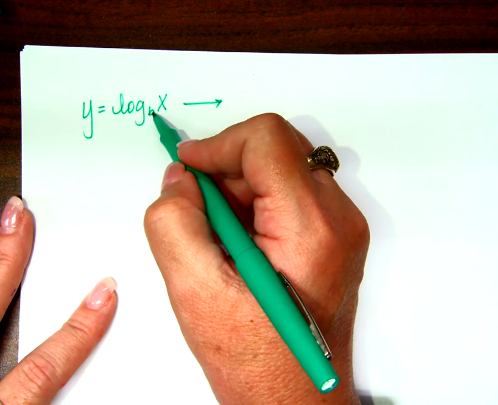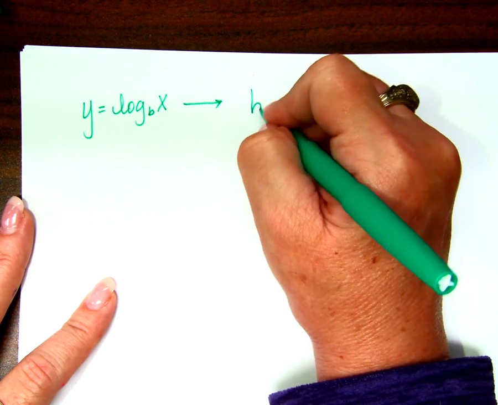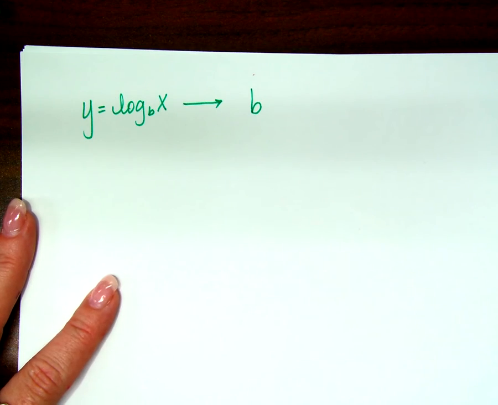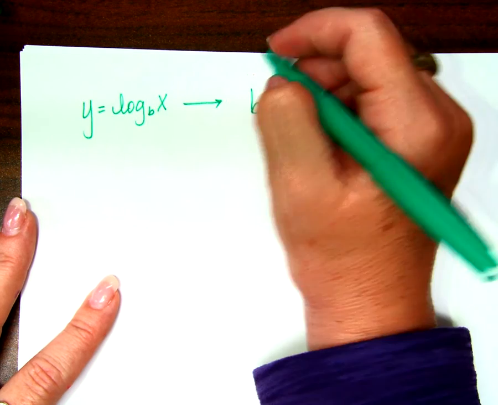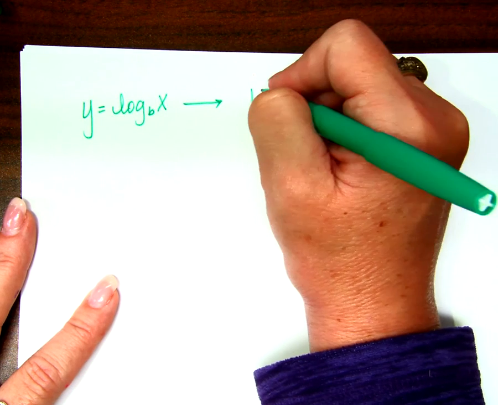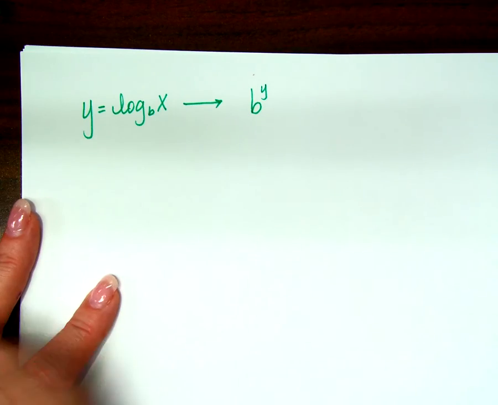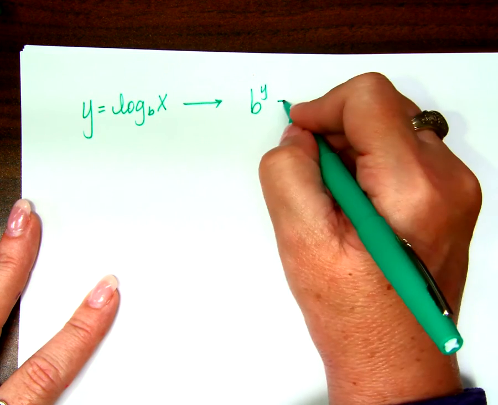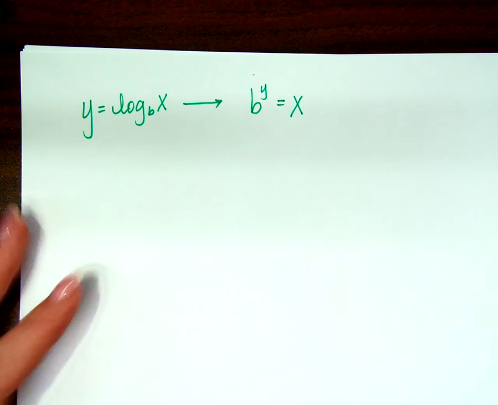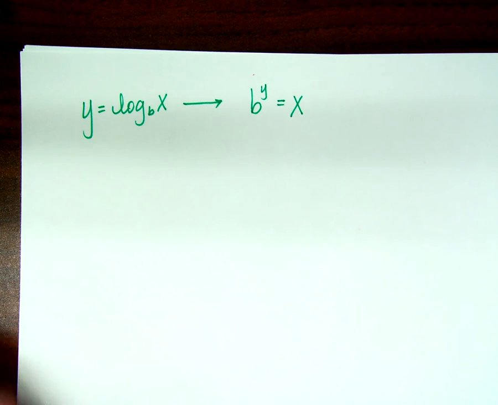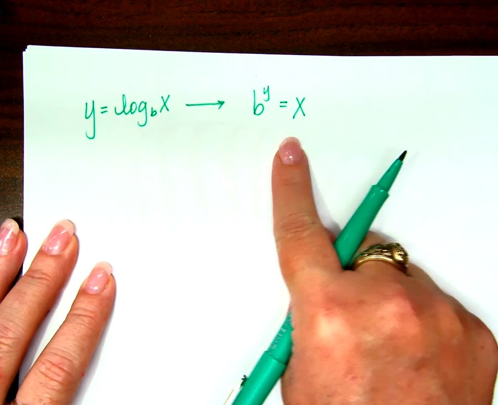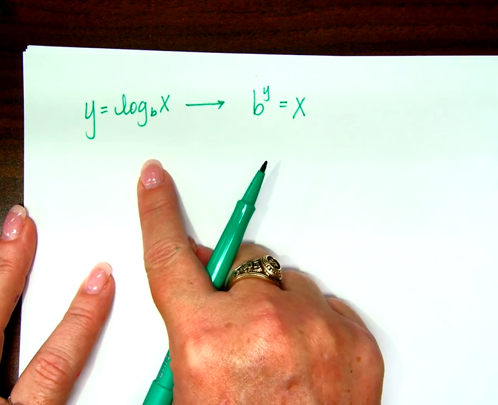The base of the logarithm is the base of the exponent. The answer of the logarithm is the exponent. And then the argument of the logarithm is what it equals over here. Okay? So as long as you can go from here to here, and as long as you can go from here to here, you're going to be fine.